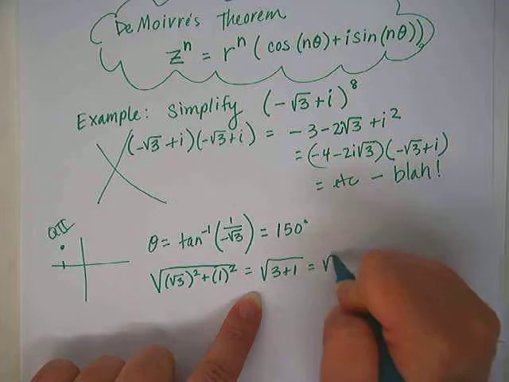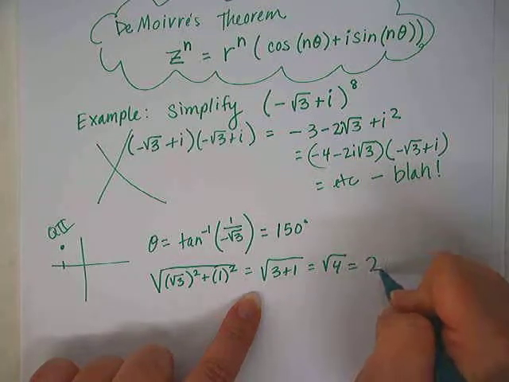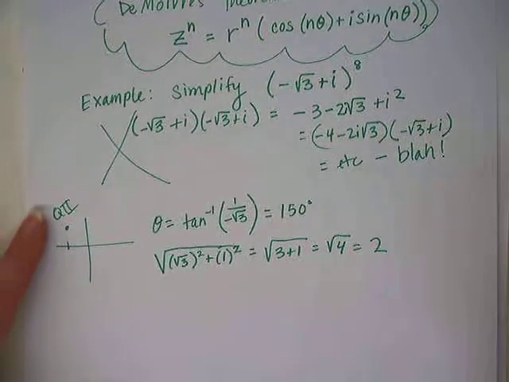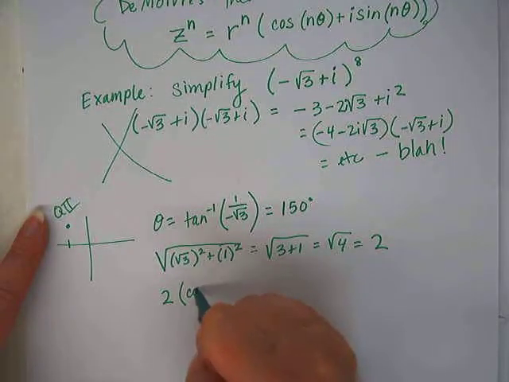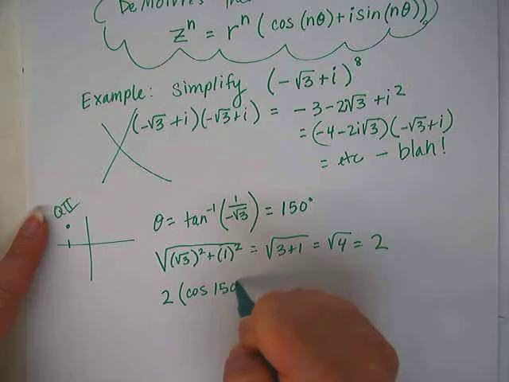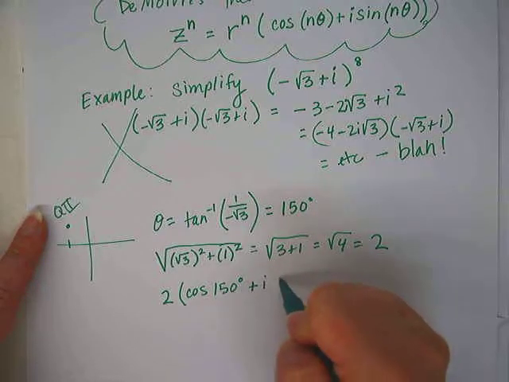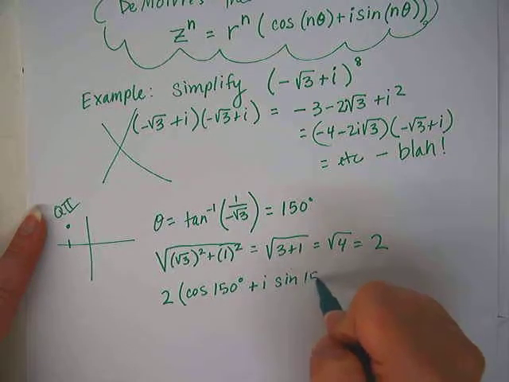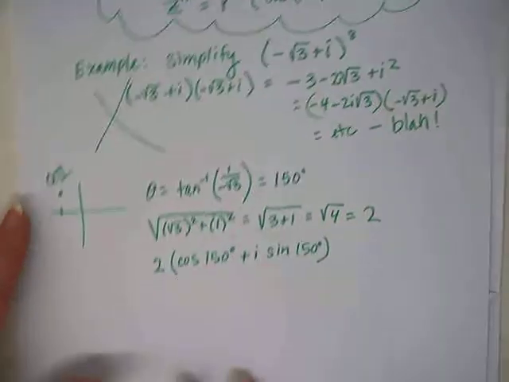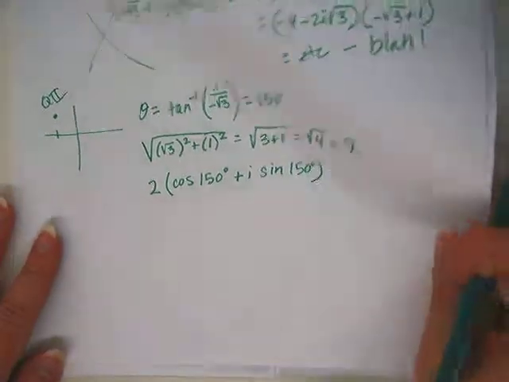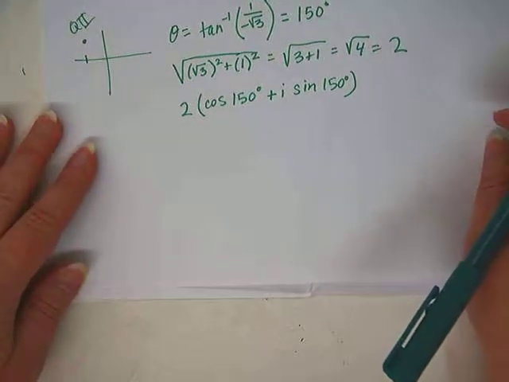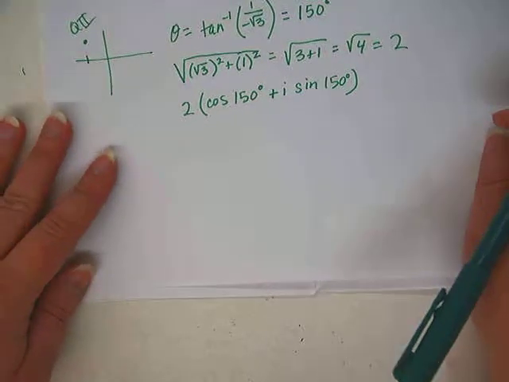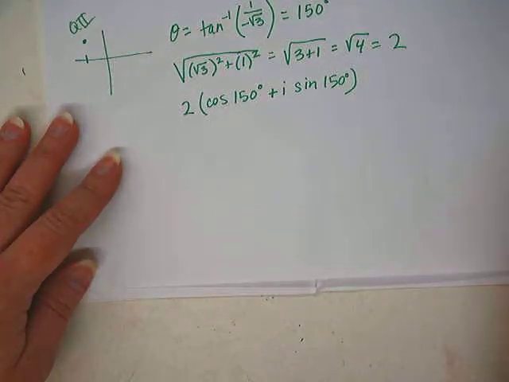Okay. Next, we do the square root of the square root of 3 squared plus 1 squared. So the square root of 3 squared is 3, and 1 squared is just 1. So we get the square root of 4, which is a beautiful answer too. So the trig form was not that difficult to find: 2 times the cosine of 150 plus I sine 150.